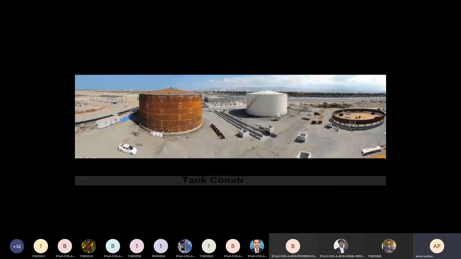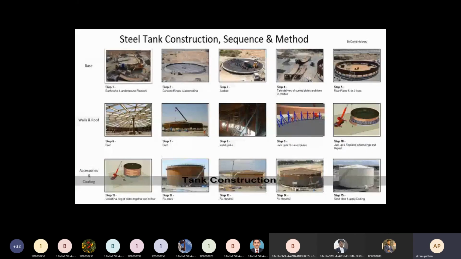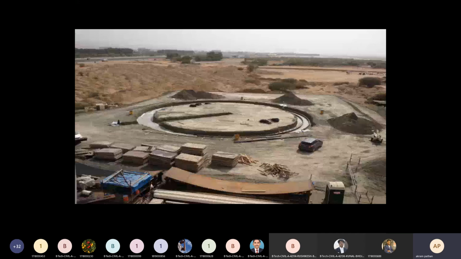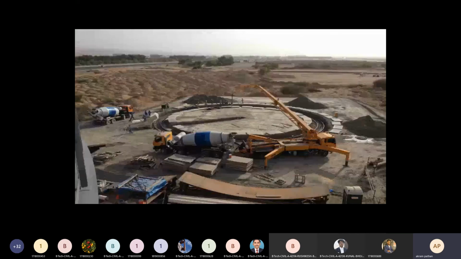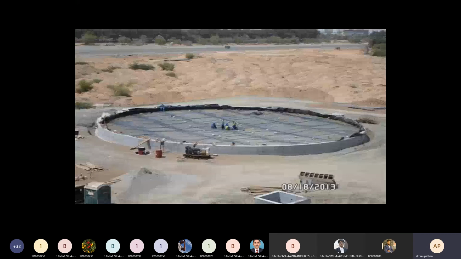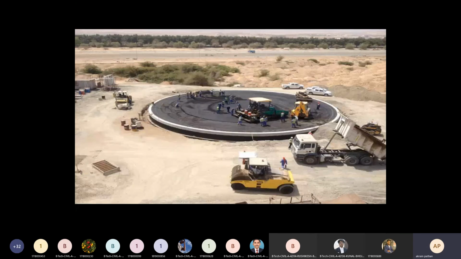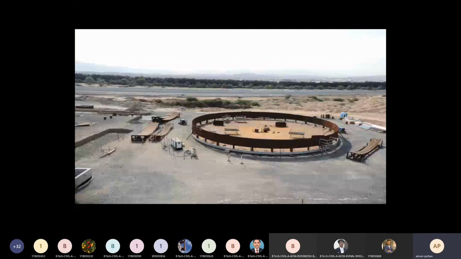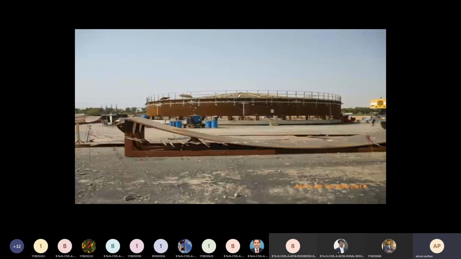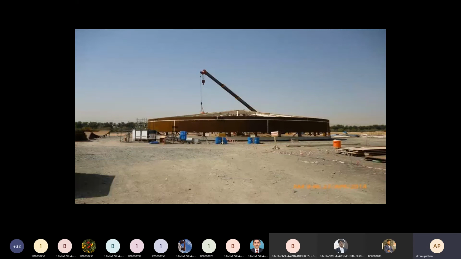Tank construction. A steel circular tank used for the storage of oil. Shown is a construction sequence using the jacking, also known as the top-down method.